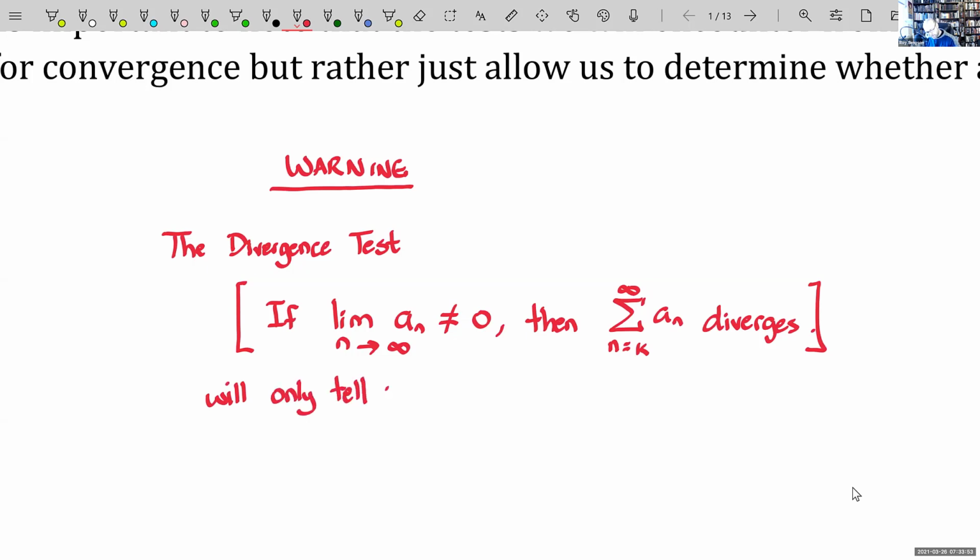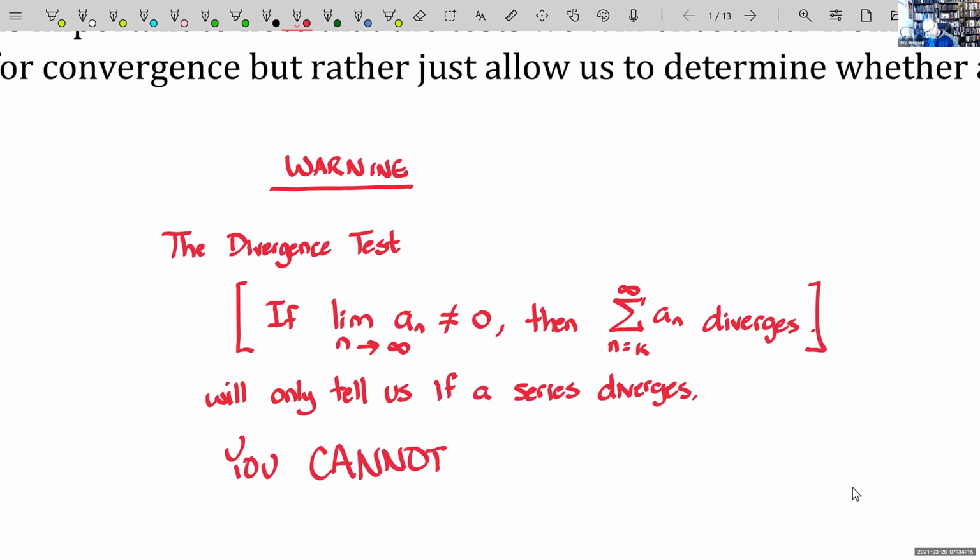The divergence test will only tell us if a series diverges. Again, you cannot use the divergence test to show convergence.